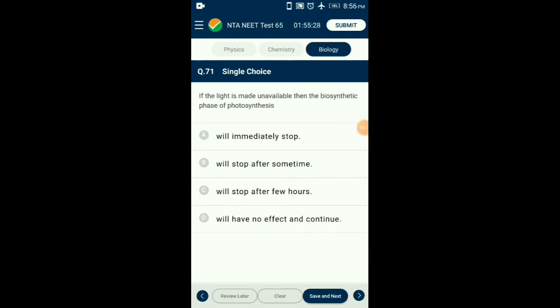Question number 71. If the light is made unavailable, then the biosynthetic phase of photosynthesis. Effect of light on photosynthesis. Effect of light is categorized under light quality, light intensity, and duration of exposure to light. At low light intensity, there is a linear relationship between incident light and carbon dioxide fixation rates. At higher light intensities, the rate gradually does not show further increase as other factors become limiting. So the answer for this question is option B, will stop after some time.